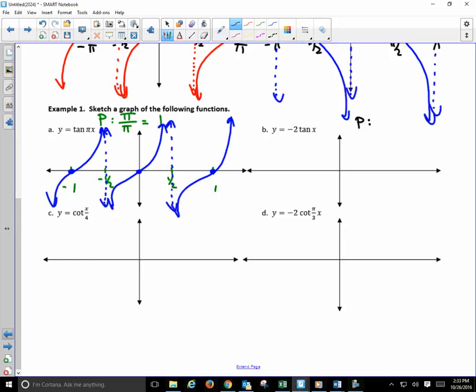Next one, period. Pi divided by what? Pi divided by 1 is pi. I mark out pi. I divide it in half.